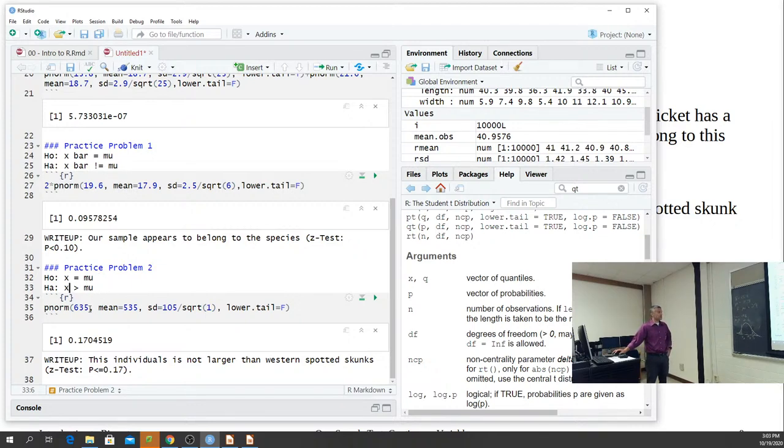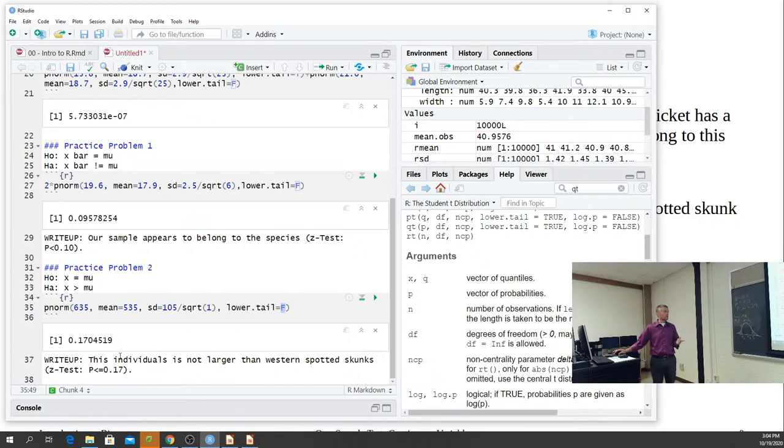So we're going to use pnorm, 635. That's our sample. The mean is 535, our population standard deviation is 105, divided by the square root of 1. If you just get into the habit of always dividing by the square root of our sample size, then it kind of makes sense. When we divide by the square root of our sample size of 1, this transformation gives us the z. We're going to use lower.tail equals false because, again, 635 is above the population mean. The p-values are as extreme or more extreme, which means we need the area to the right. And I don't multiply by 2 because it's a one-tail test. So for this one, I get 0.17.